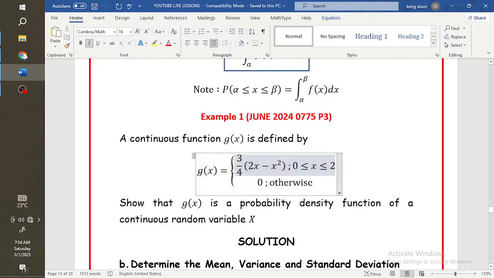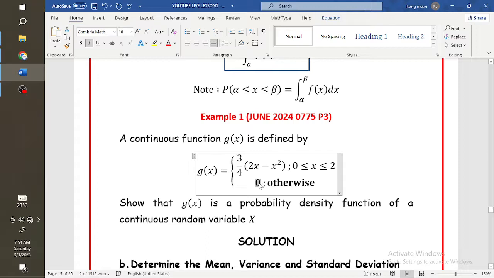Okay, so let us interpret this function. So g of x is equal to 3 on 4 into 2x minus x squared when x is in the interval 0 to 2, and then it is equal to 0 otherwise. Now this otherwise means that for any other interval that x belongs to, the g of x is always equal to 0.